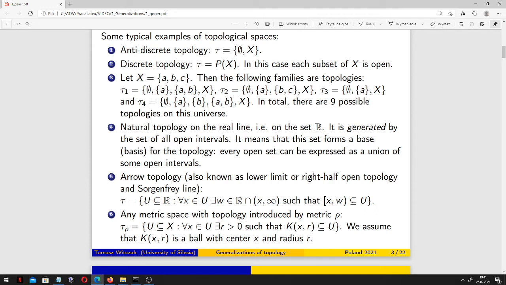Moreover, any metric space with topology introduced by metric rho in the following manner can be considered as a topological space. We assume that K(x, r) is a ball with center x and radius r. In particular, open balls on the real plane and open balls in any n-dimensional real space are examples of open sets, and they generate topology, just like open intervals on the real line.